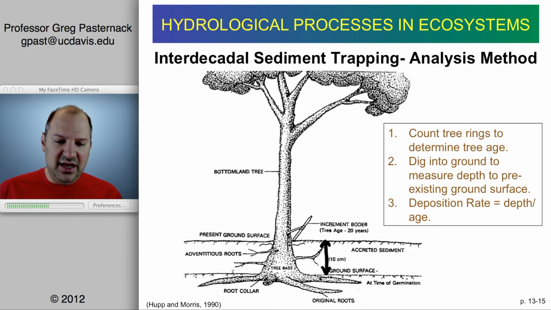And so you can see the idea here is to find what we call the flare root, or sort of basal root, that represents the ground elevation at the time the tree established. So you dig down until you hit that root, and that gives you the thickness of sediment. And then they use an increment borer on the tree to look at the tree rings. By counting the tree rings, you find out the age of the tree. So the deposition rate equals the thickness of sediment that's accumulated divided by the age of the tree. And that tells you so many centimeters per year has accumulated.